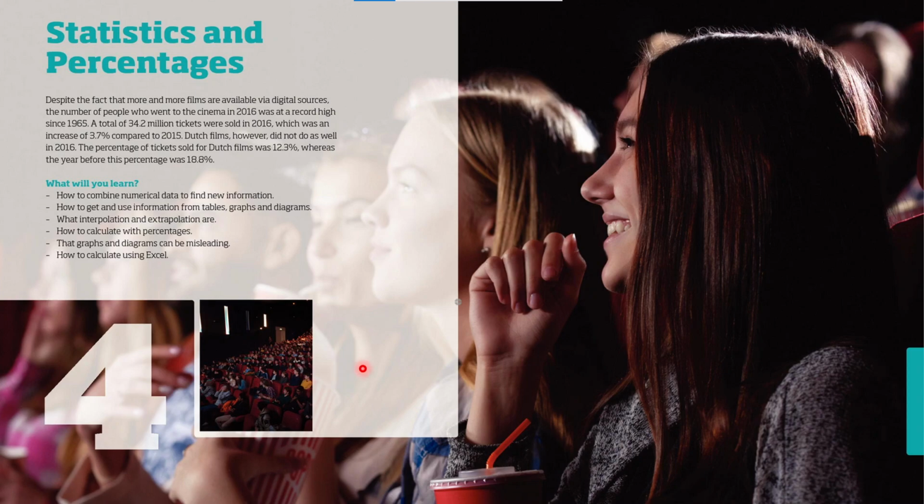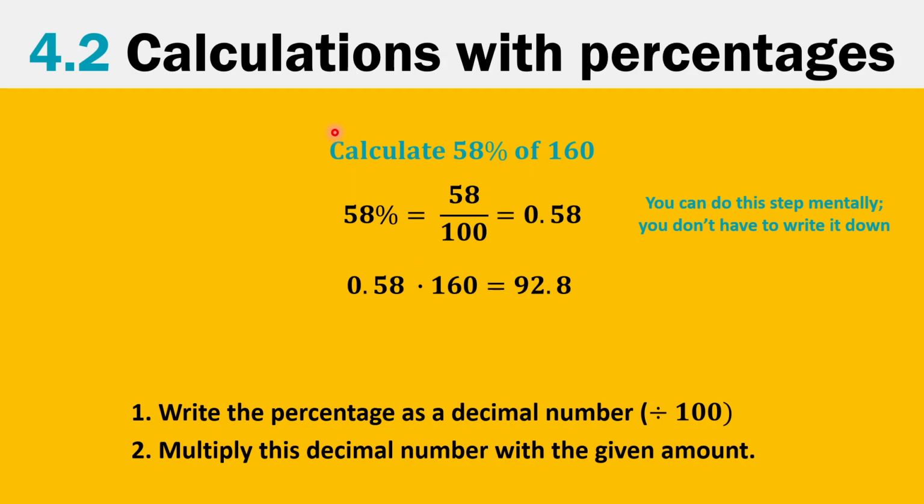Hey everyone, let's take a look at chapter 4.2 from statistics and percentages. And just a quick recap. From the prior knowledge, we know this percentage-based calculation, right? How to calculate 58% of 160: make this a decimal number, and then multiply it with the given amount, which gives me an amount again.